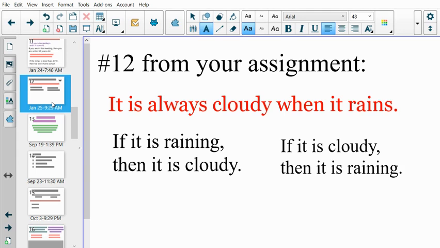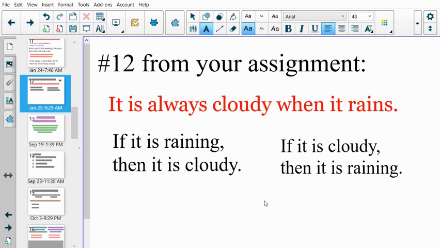I've given this question in the past, and I've seen both of these as the answer. So think about this. Close your eyes and listen as I say the sentence. It is always cloudy when it rains. And I want you to think about whether you agree with that or if you disagree with that. It is always cloudy when it rains.